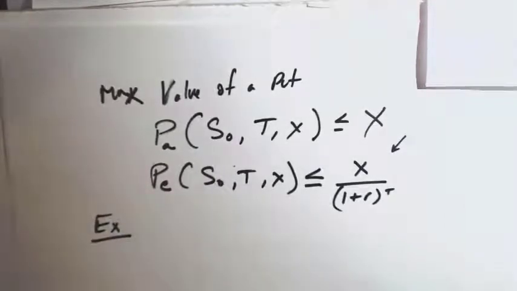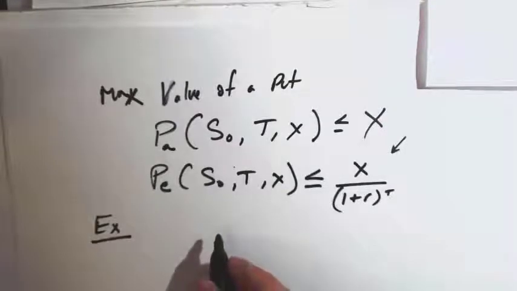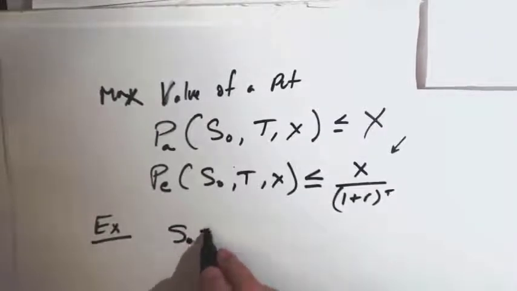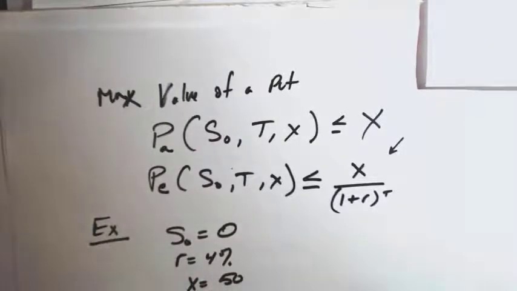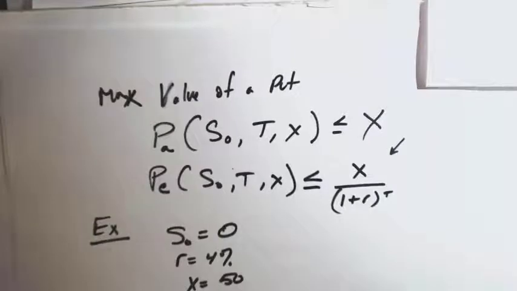It's in your notes. Suppose we have both an American put and a European put, each with a strike of X. The risk-free rate is 4%, and the company just went bankrupt. So therefore, S equals 0, the stock price today is 0, R equals 4%, X equals 50. Sometimes it helps to write this stuff down as you're thinking and going through it. And the option has a maturity of 6 months. Now, we'll compute the upper bounds on both the American and the European.